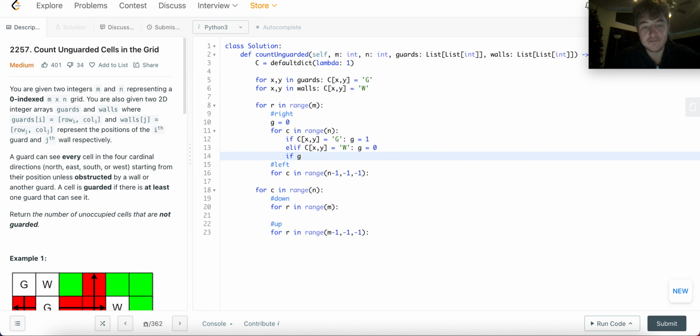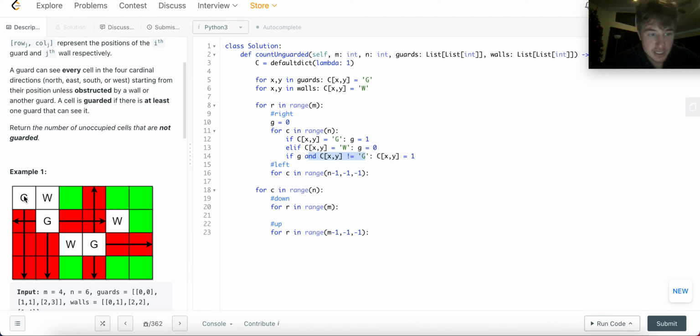And then we say, well, if we're dealing with a guard and C of XY isn't the guard itself, then we're going to say that this value can be seen by the guard. So what I'm basically saying is, if there's a guard and I'm not actually on the guard cell, then I can see this value.